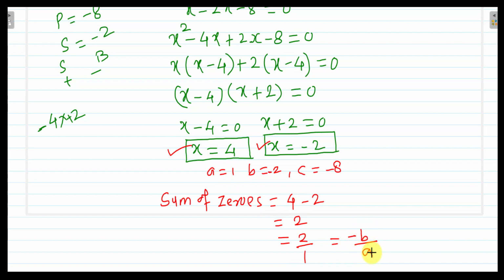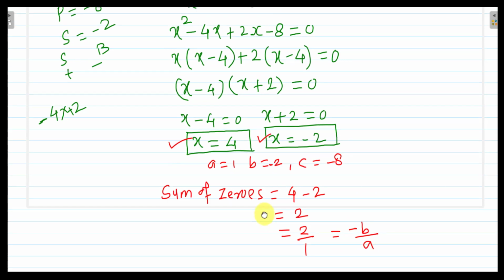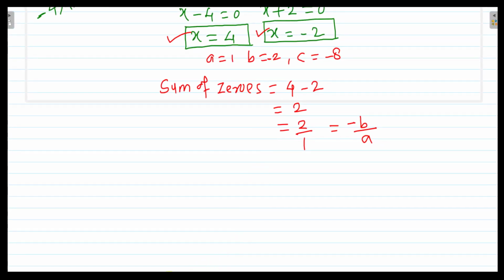So it will be minus b upon a. So the sum of the roots is equal to minus b upon a. Now we will find the product of the zeros.